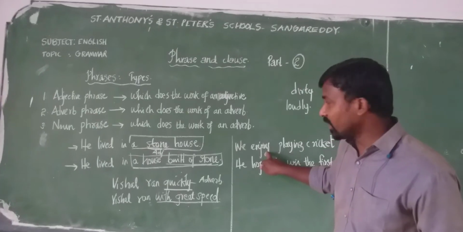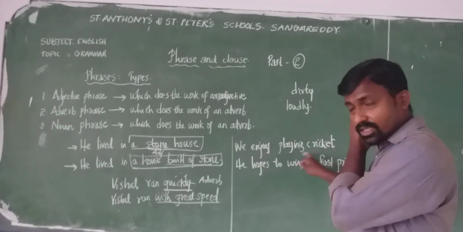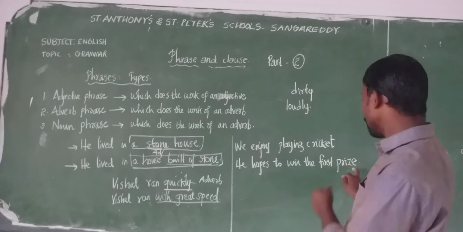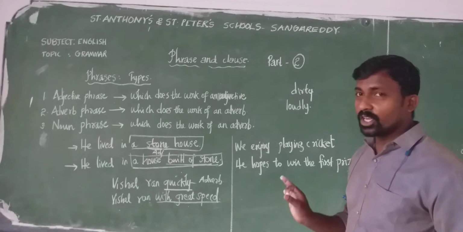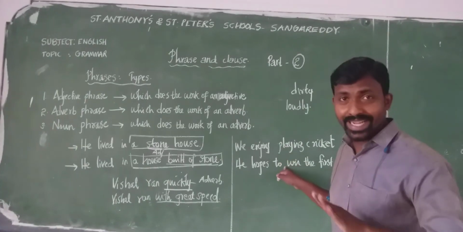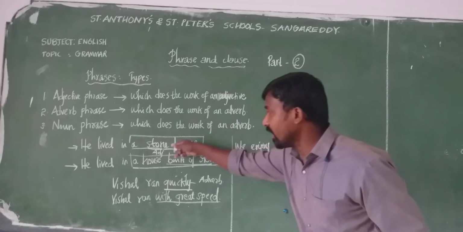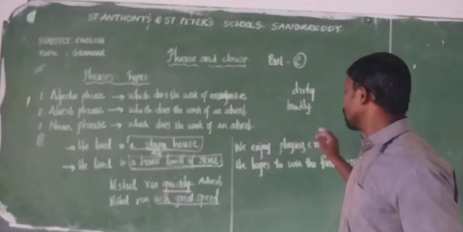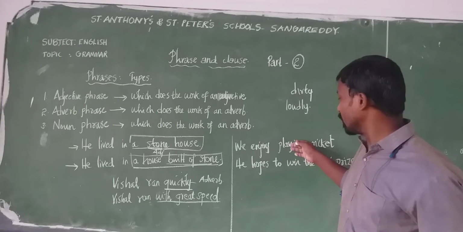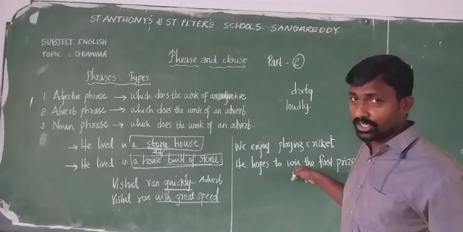Now shall we go to the third one? We enjoy playing cricket. He hopes to win the first prize. Let me tell you one thing. These two sentences are independent, not related to each other, like here. So the reason is, what do you think these two sentences are related to?